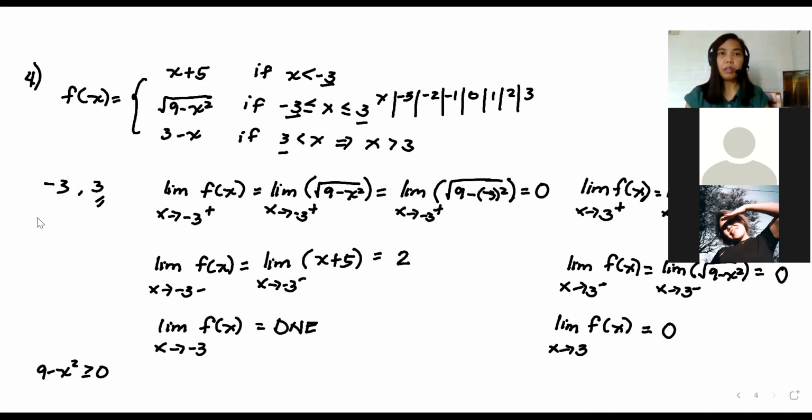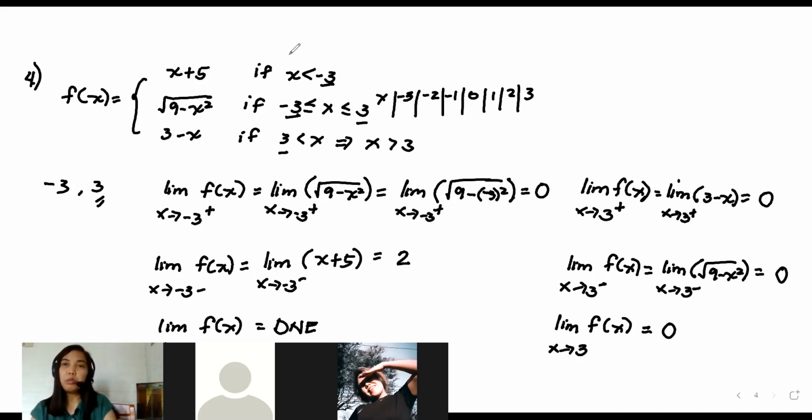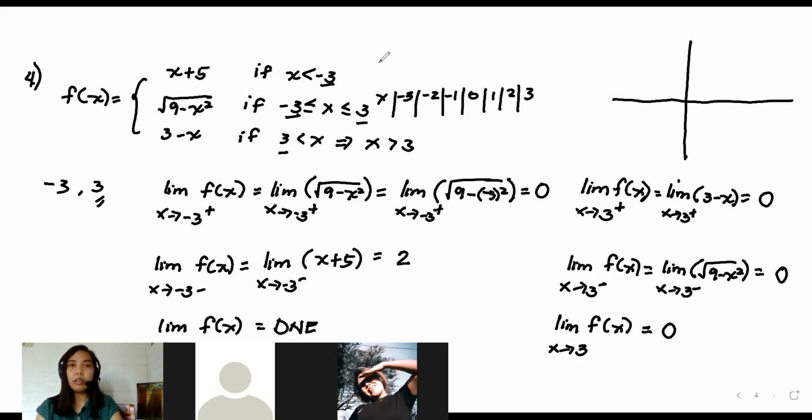So if you want to graph that, class, you can. The first one is a line if x is less than negative 3. So we will have negative 3, it's open, less than. So negative 4, negative 5. Negative 3 plus 5, it's 2. Negative 4 plus 5, it's 1. Negative 5 plus 5, 0.